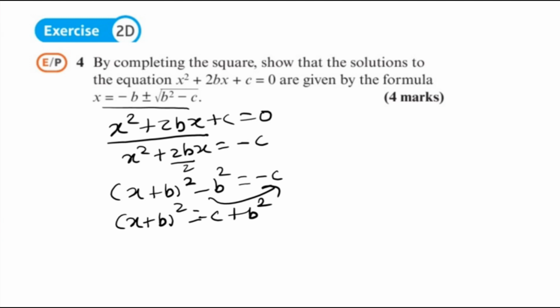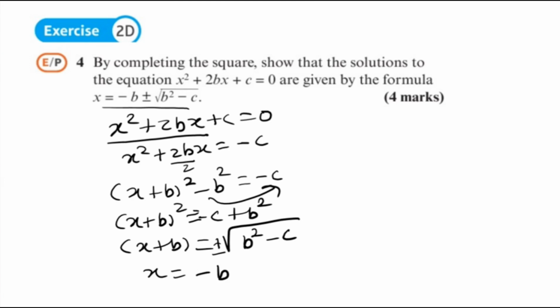Minus c, sorry. And then to remove this square, I can do square root. So x plus b is equal to plus or minus square root of b squared minus c. I am just rearranging it. So x is equal to, and this b is going to this side, that will give me minus b plus or minus square root of b squared minus c. This is just a rearrangement using completing the square. So this is our solution for x.